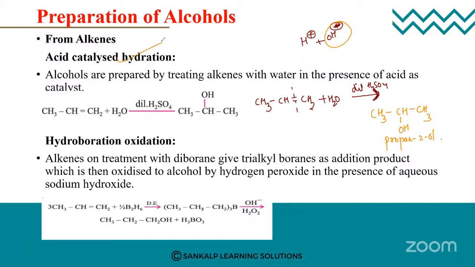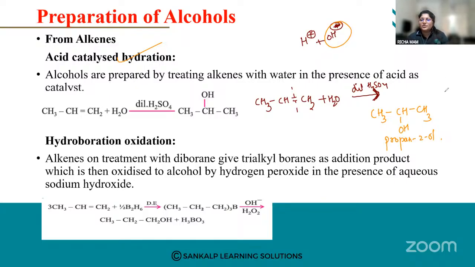So the first preparation is acid catalyzed hydration. We are going to treat the alkenes with water in the presence of acid. Whenever you have a symmetrical alkene across the double bond, at one carbon hydrogen will be added, and at the other carbon the OH will be added. But when you have an unsymmetrical alkene, we are going to use the Markovnikov rule.